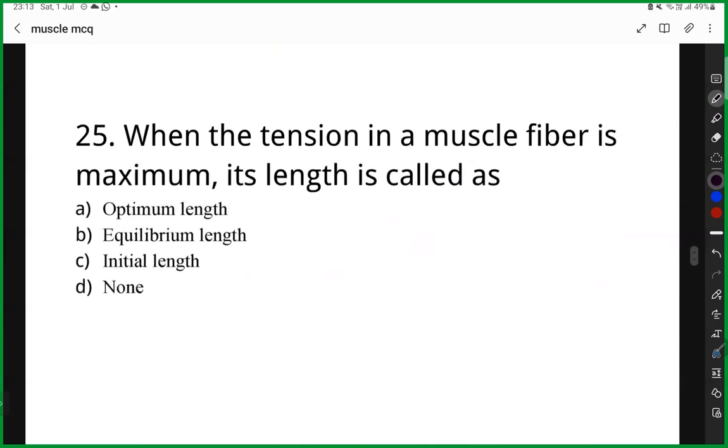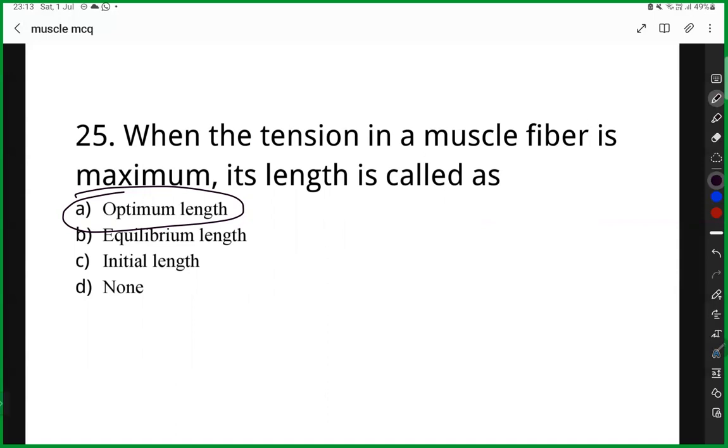When the tension in the muscle fiber is maximum, its length is called, again I told you this, optimum length. Remember, a few important terminologies you need to understand. What is active tension? If the muscle is stimulated, actin and myosin are going to interact, the muscle contracts and it develops active tension. What is passive tension? The elastic protein titin is there. That is going to cause, without stimulation, some tension. That is called passive tension.